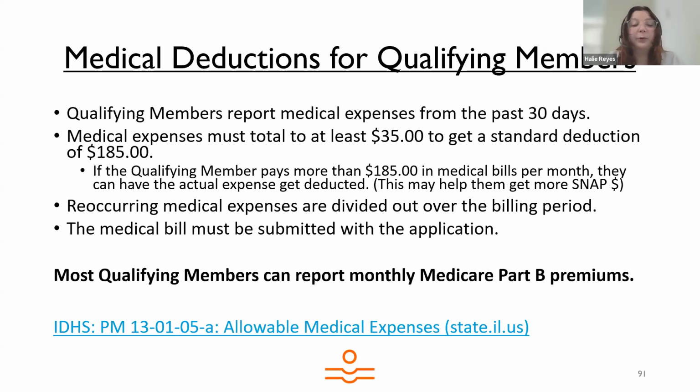So if you're working with someone who pays more than $185 in medical bills, they may be able to actually get the expense deducted. Recurring medical expenses are divided out over the billing period, and all medical bills must be submitted with the application. Most qualifying members can report monthly Medicare Part B premiums. So if you're working with someone who does not have Medicare Savings Program and they are paying that Part B monthly, that can be used as a medical expense in order to get that deduction.